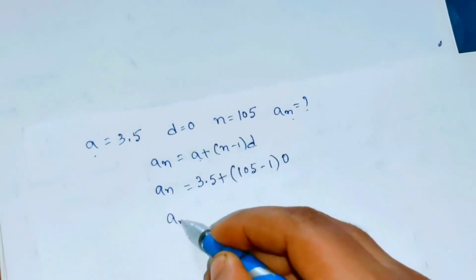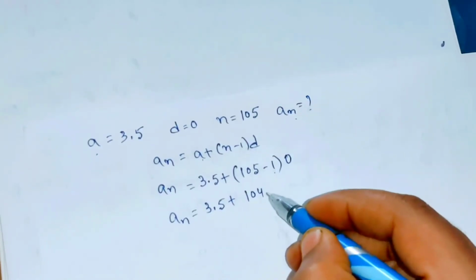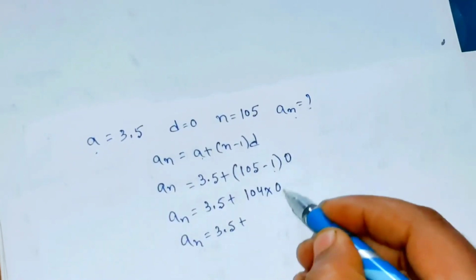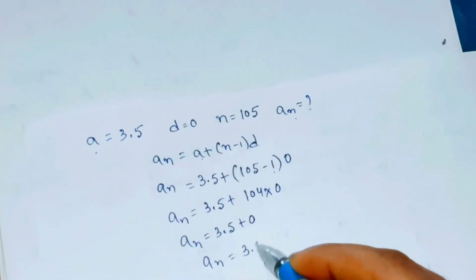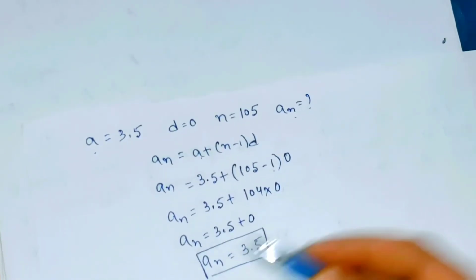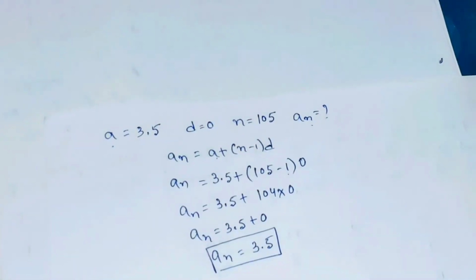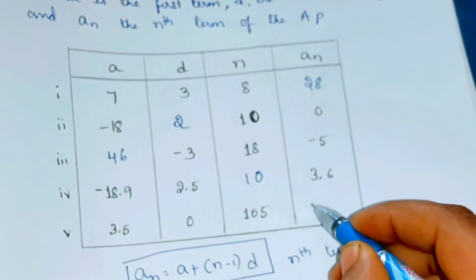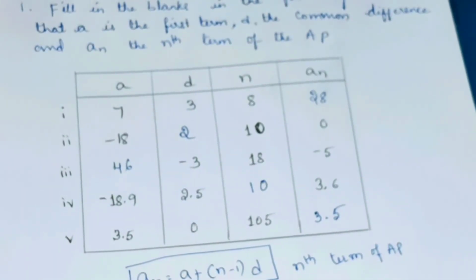Then an is equal to 3.5 plus 104 into 0. Then an is equal to 3.5. Now 104 into 0 is 0. Then the last term is 3.5 itself. Since the common difference is 0, all the terms will have 3.5 itself. Let us substitute the answer here, that is 3.5.